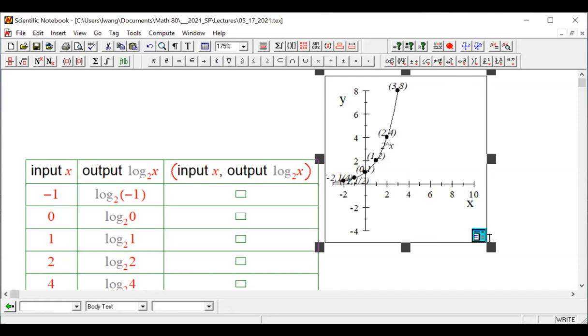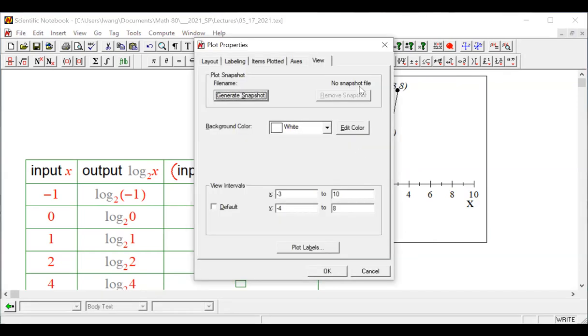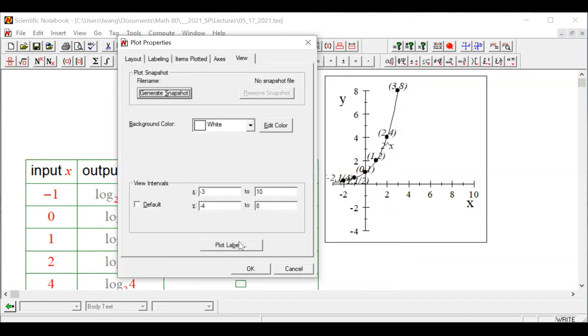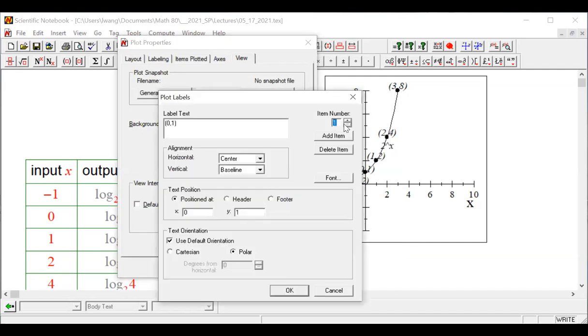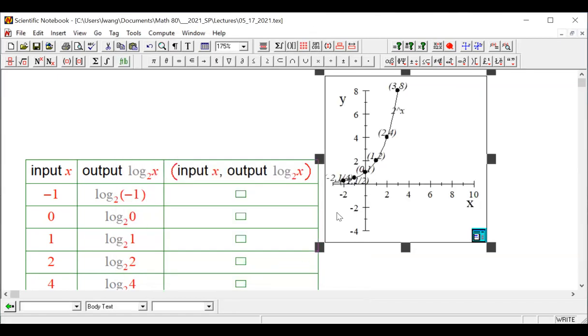I need to make an adjustment to that point. 2 to the power x. Change it to 3, 6. Okay, so this curve is 2 to the power x. Okay, so next we're going to plot the points. We're going to use red.